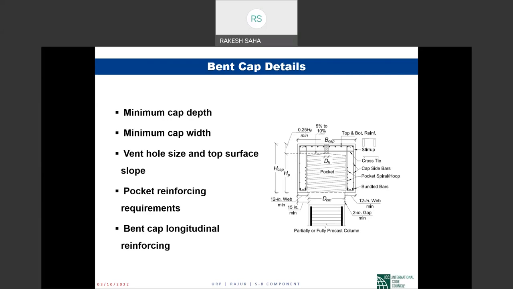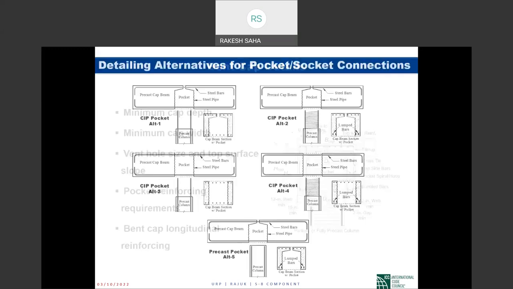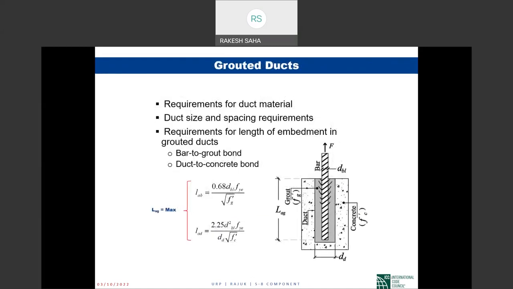So this is the cross section that we show. And also there are other provisions that we provide. At the top of the bent cap, you have to provide some opening so you can place grout or concrete from the top. Again, these are very specific requirements that we have provided. In our provisions, we are addressing different types of pocket connections or socket connections, and they're all shown over here. So they're all included. The provisions are applicable to a variety of these connections.